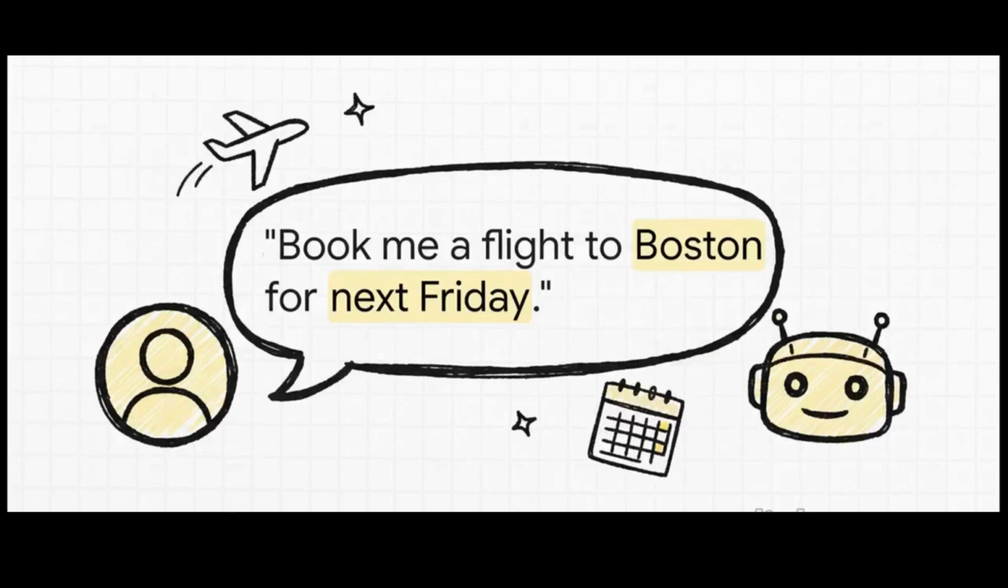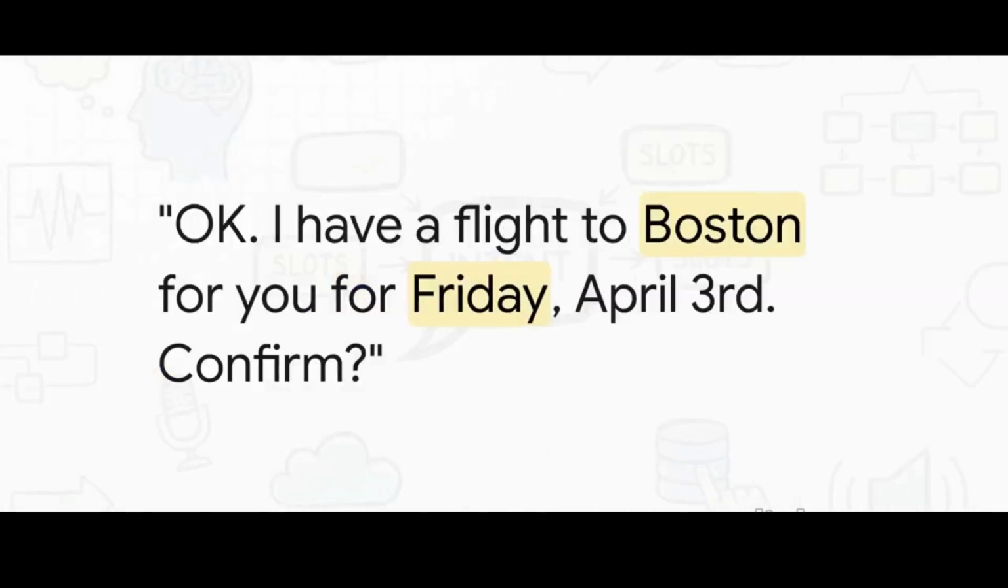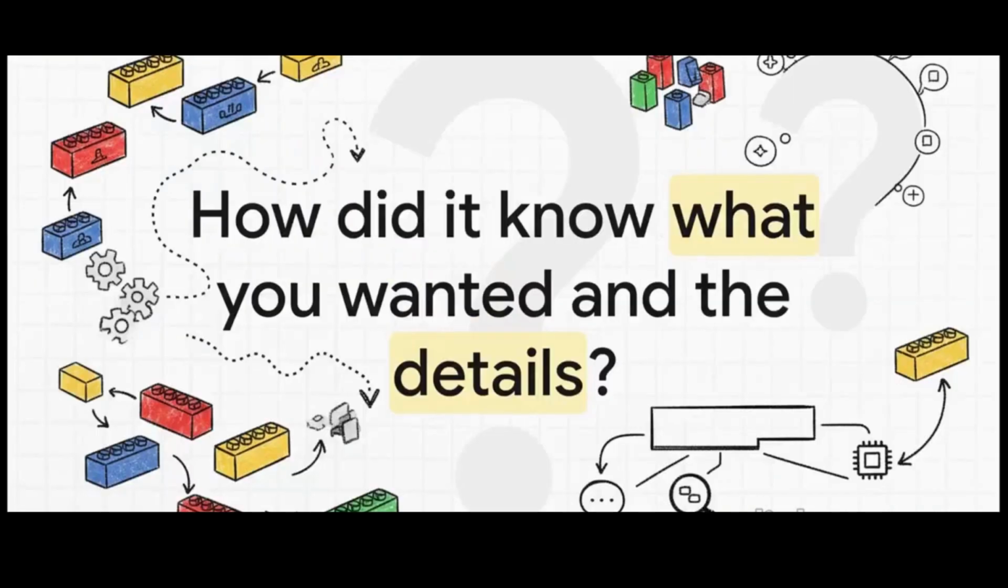Okay, so let's say you type something simple, like this request to a travel bot. And just like that, it shoots back a perfect response. It understood every single detail. So how did it do that? Well, it's not magic. It's all about breaking down your language into building blocks.